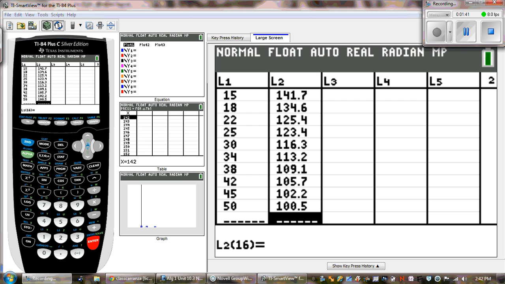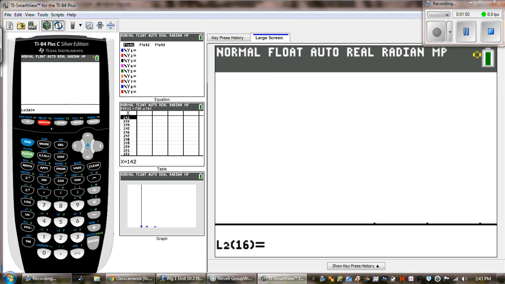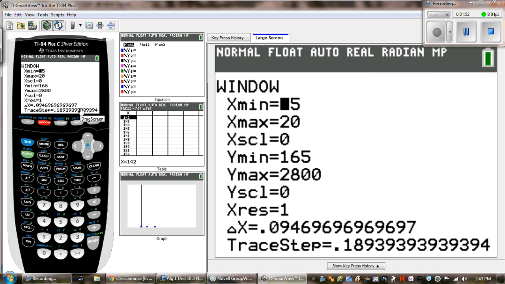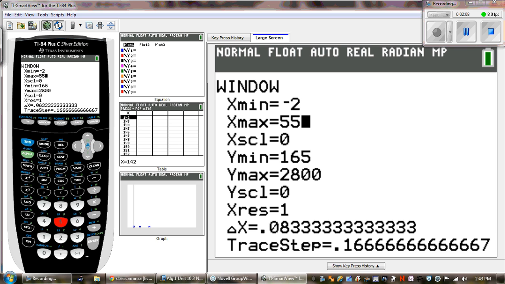Anyways, after we put in all that information, we need to go to Window, and we need to set this, okay? So our lowest number we have is 0. I want to make sure that I can see that part of the graph, so I'm just going to go to -2. Now the maximum for x is 50, and I want to go a little bit past that, so I'm going to go 55.